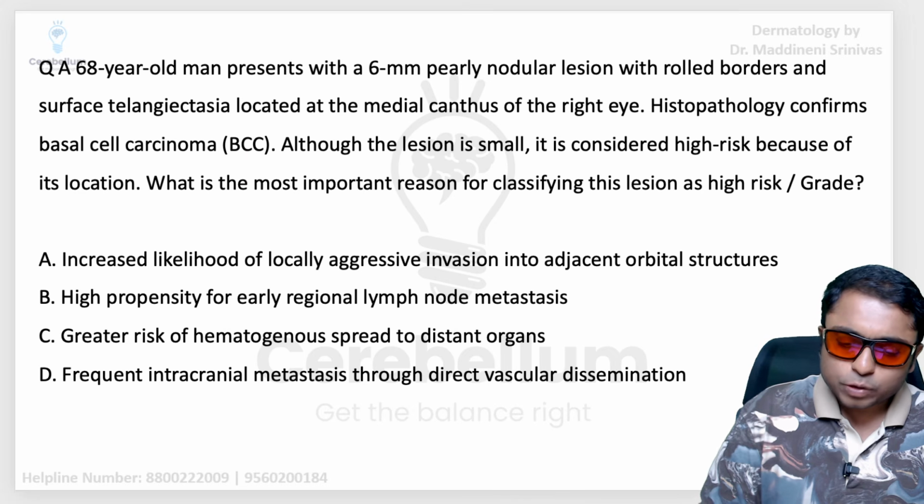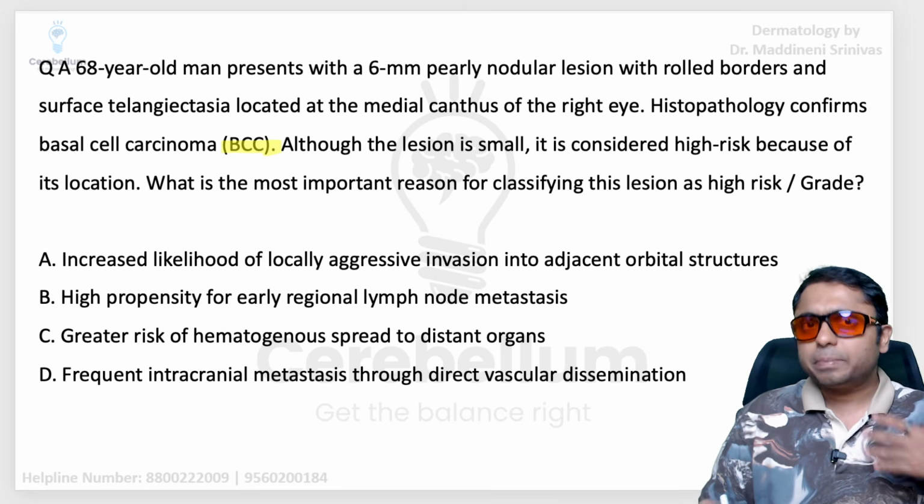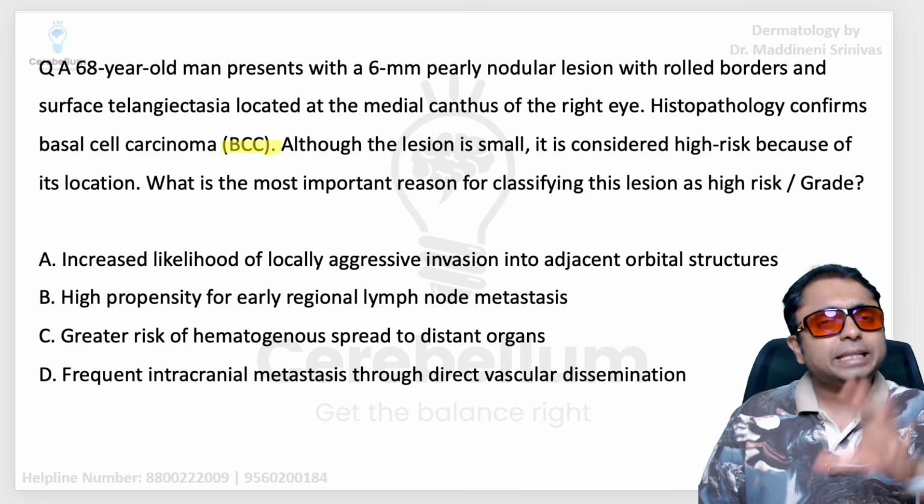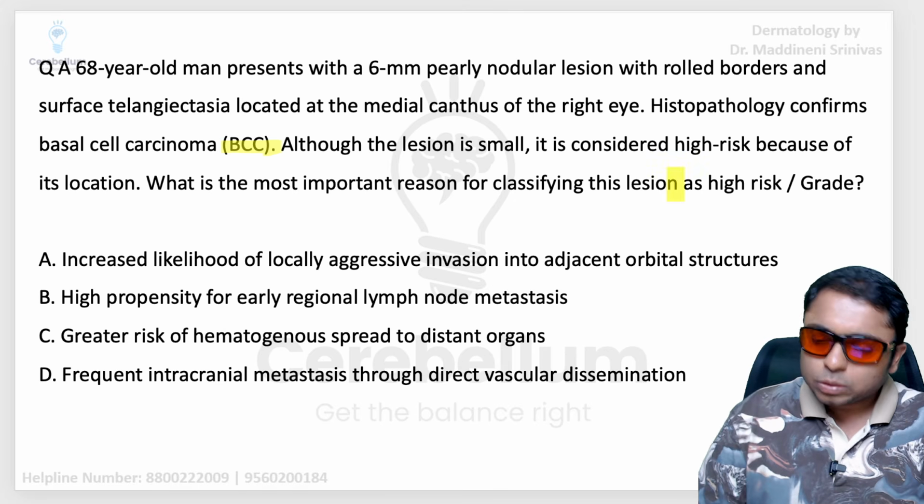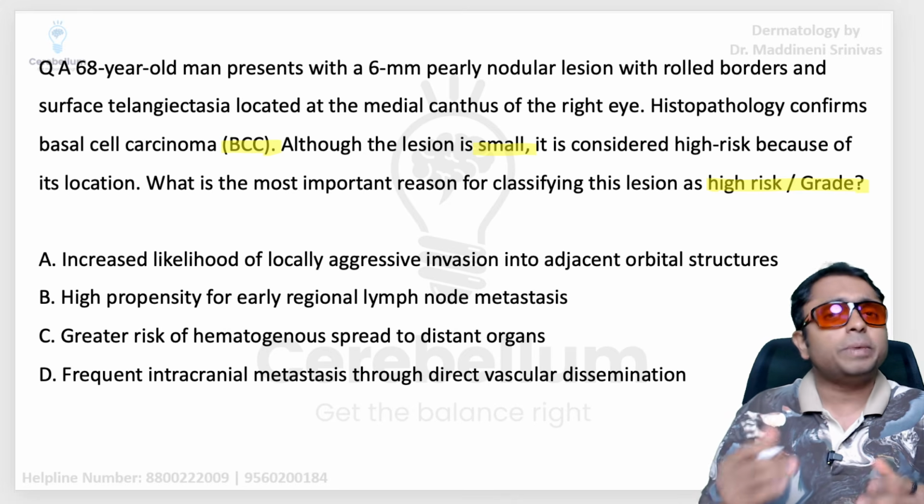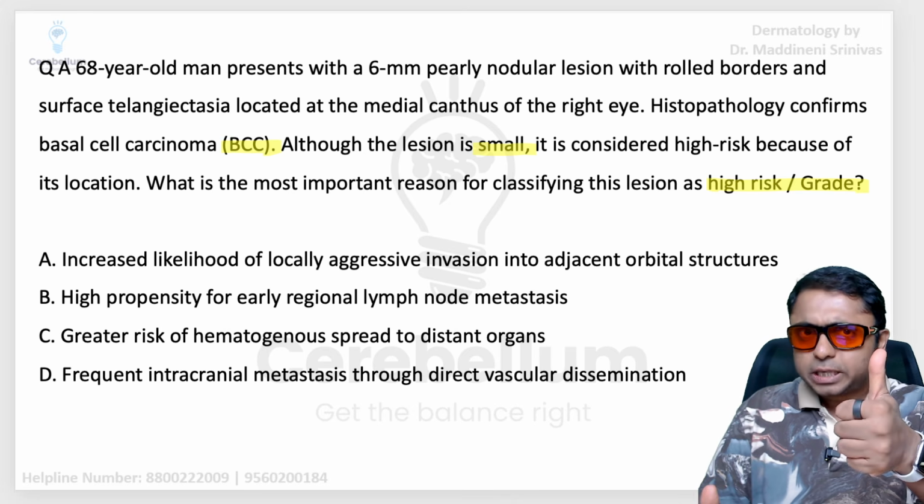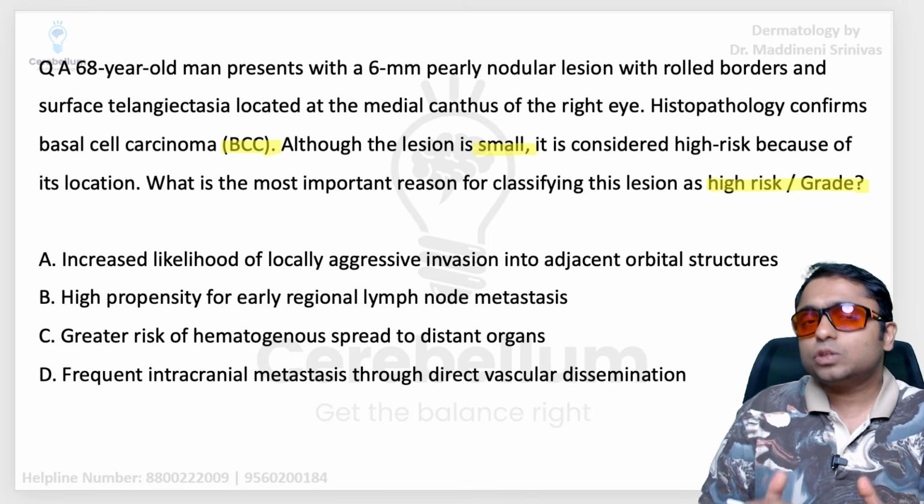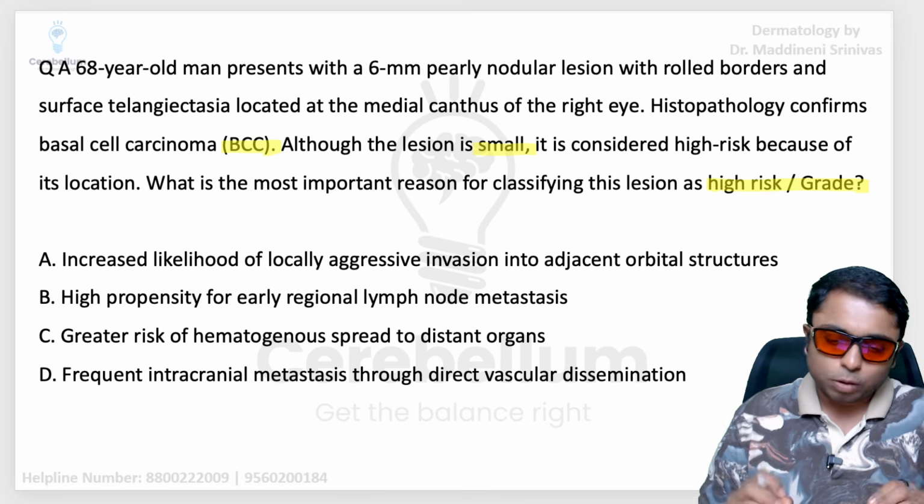Next, the question mentioned that an elderly person is coming with a basal cell carcinoma like lesion near the medial canthus, and they have asked you that though this is a small lesion, why is it considered as high risk or high grade? So this was what students told me. Is this the same question? If so, please hit that like button. Right. Okay. And what are the options? These are the options. If there is any discrepancy, put in the comment section.